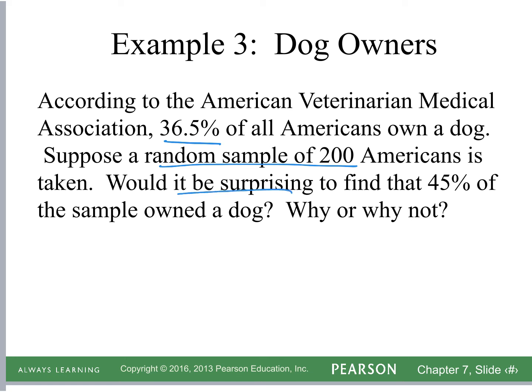Remember from, I don't remember what chapter, but how do we know if something is surprising, or how do we know if something is unusual? Remember we talked about this and we said if something is falling outside of that 95%, it's going to be unusual, because if 95% of the data falls within 2 standard errors, it'd be really, really surprising if it fell outside.